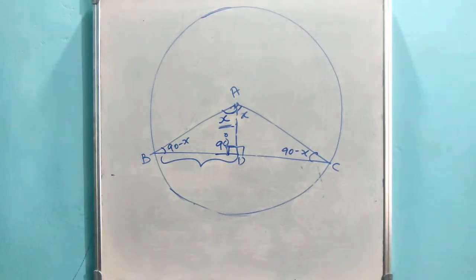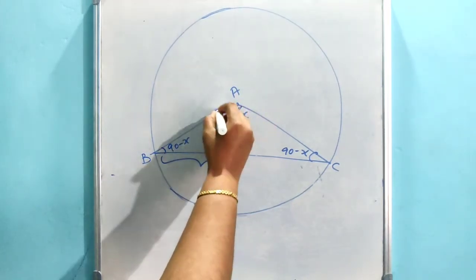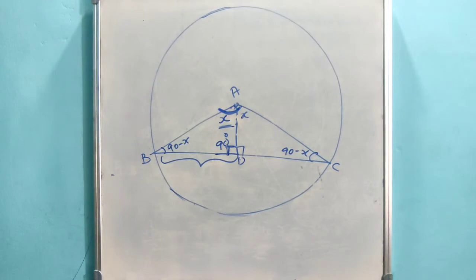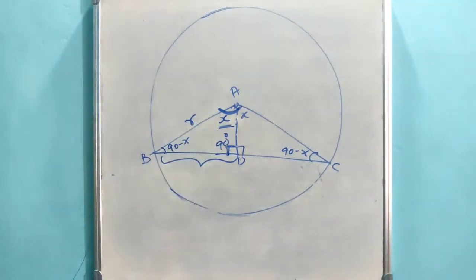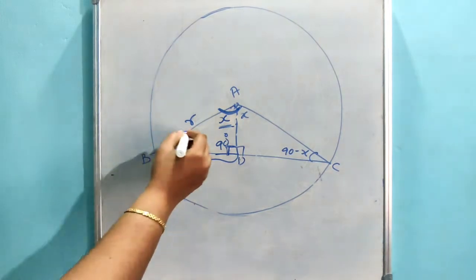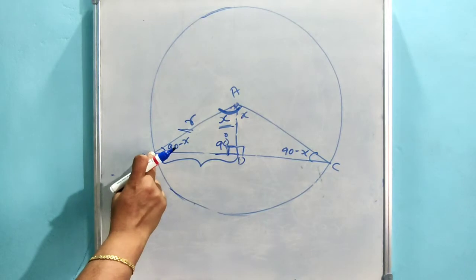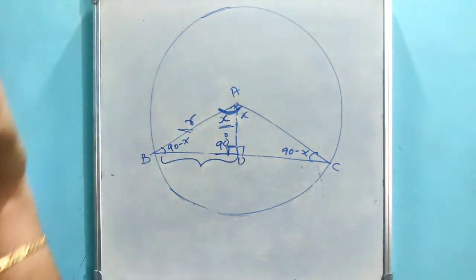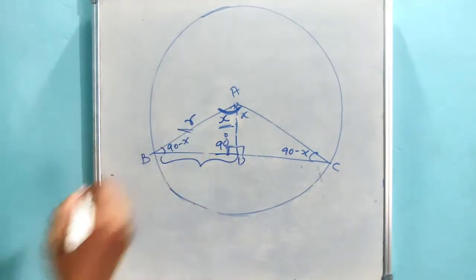Then how do we find this? If we consider this angle x, what is sine x? See, this is the radius of the circle, and also it is the hypotenuse of the right triangle ADB. So here we have this angle equal to x degrees.